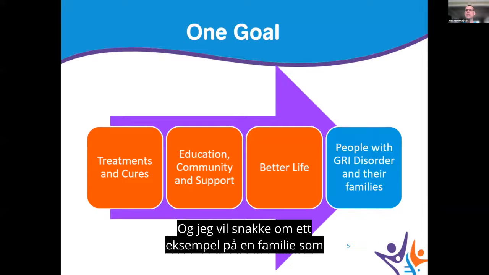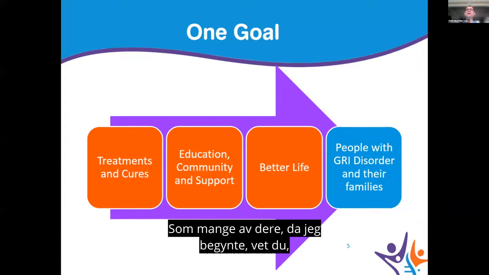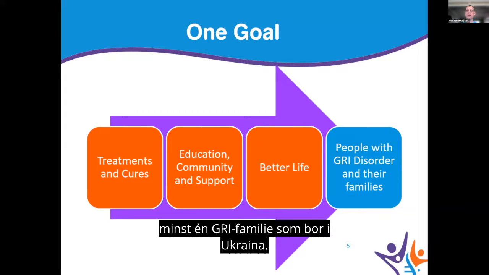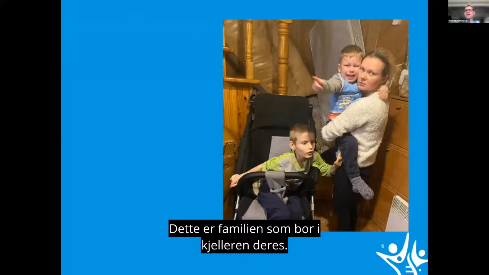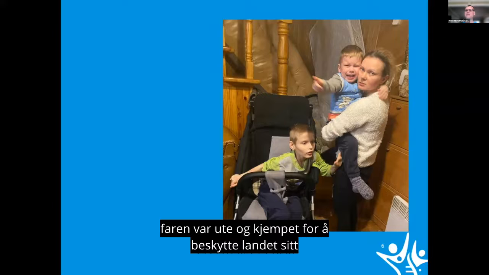And I want to talk about one example of one family that really the GRI community rallied around to help. Like many of you, when I started seeing pictures of what was going on in Ukraine and families fleeing, I really wondered, how would that affect a family like mine with a child in a wheelchair and so many different kinds of challenges, and what if we ran out of medicine? And there was a family, at least one GRI family living in Ukraine. This is the family living in their basement. There was bombing going on around them. The father was off fighting to protect his country.